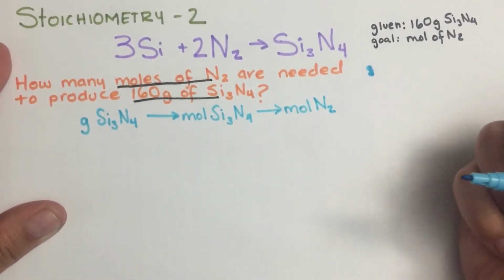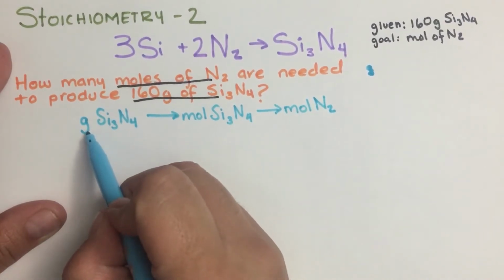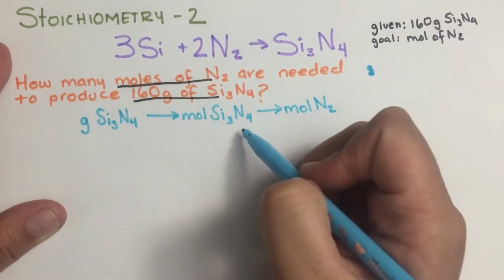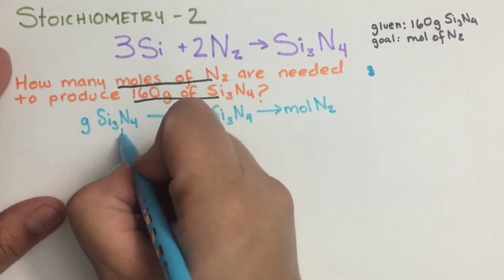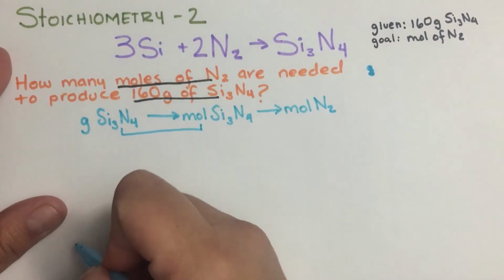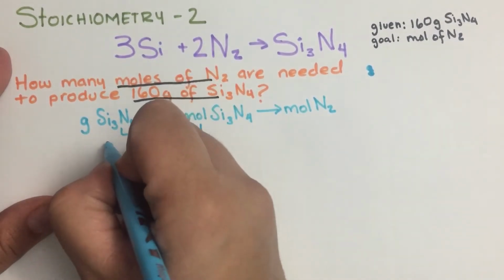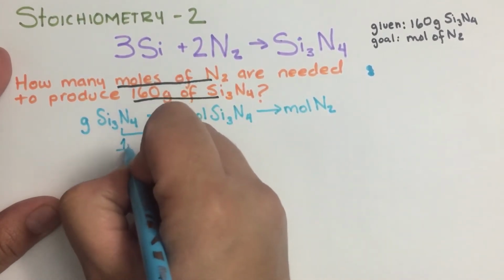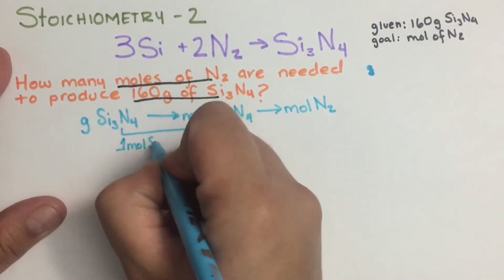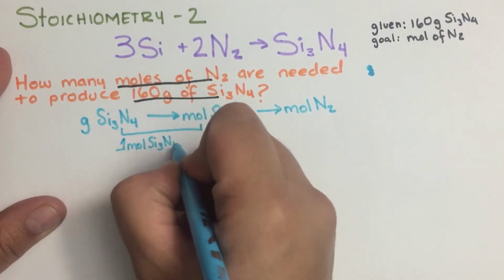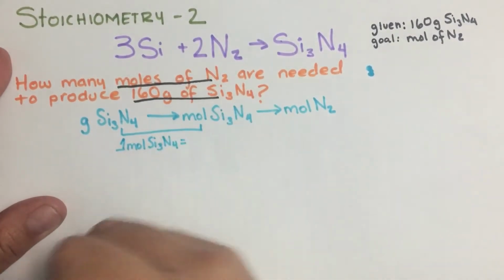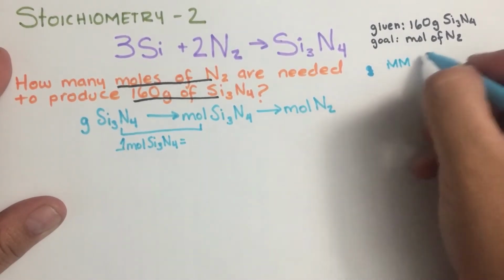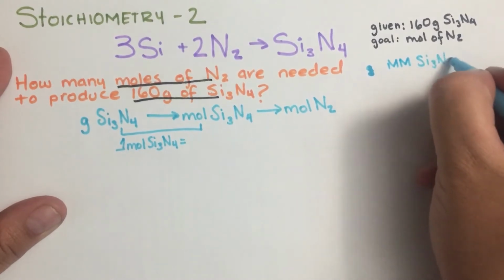Is that the goal here? Yes, you're here. So remember, the first step is to always convert from grams of what you're given to moles of what you're given. How do we go from grams to moles of anything? Well, you need to find out the molar mass. So in this case, we need to know that 1 mole of trisilicon tetranitride is going to weigh how much? So, molar mass for Si3N4.